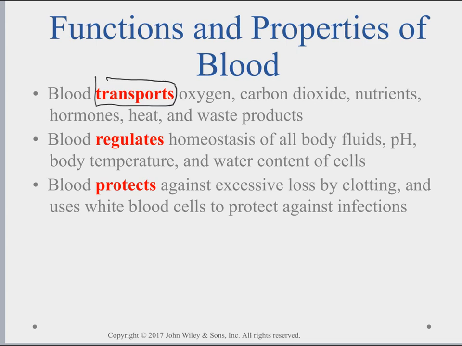Now we flip it to the tissue level. What happens there? It's the reverse, right? We're unloading oxygen and loading up on carbon dioxide. So we get this perpetual cycle of loading and unloading. We're going to help transport nutrients to our tissues. We already said hormones. Heat. Think about exercising. Think about when it's cold out. Your fingers turn white. Why?